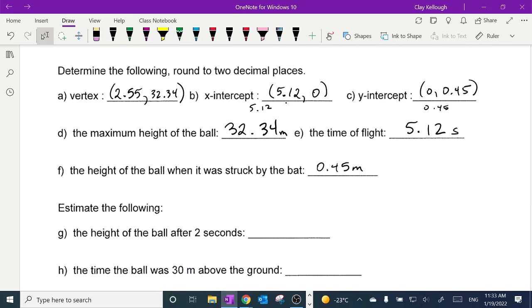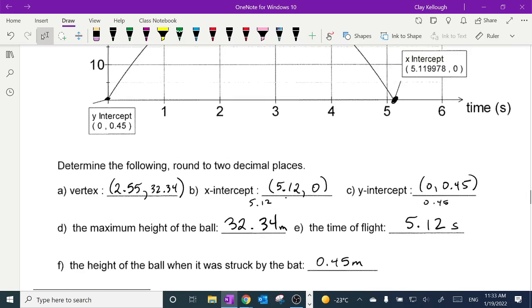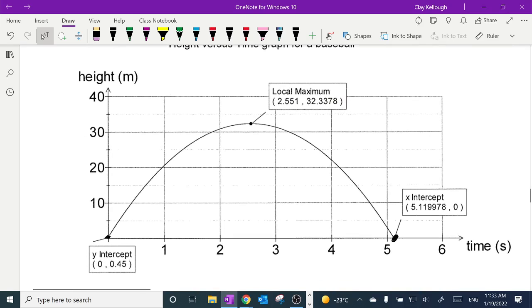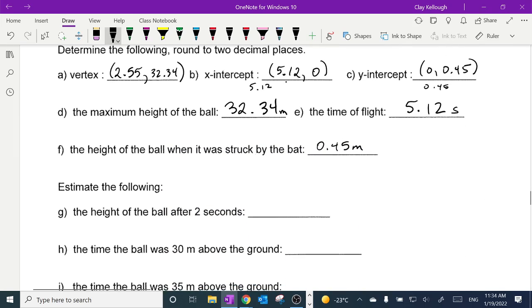Now, from the graph, we can estimate some things. And I say estimate because we actually don't have an equation. But let's estimate the height of the ball after 2 seconds. So after 2 seconds, what's the height? Well, let's see. That'd be 35 there. So that's about halfway to halfway. Not quite, so I'm going to say maybe 32. It is an estimate, right? So 32 meters.